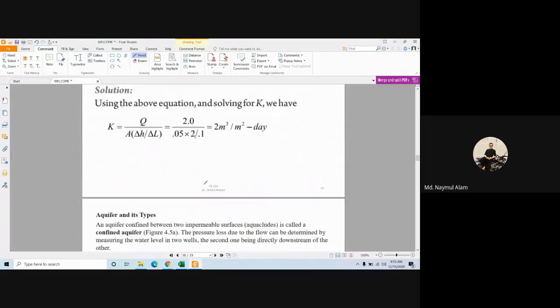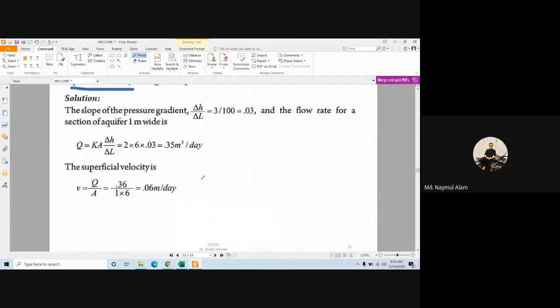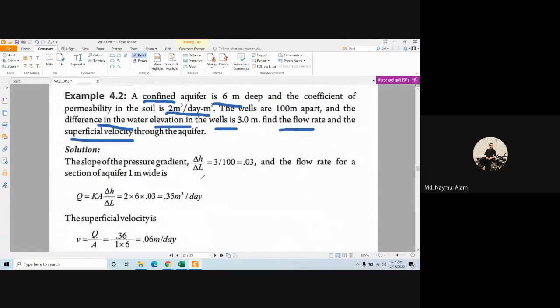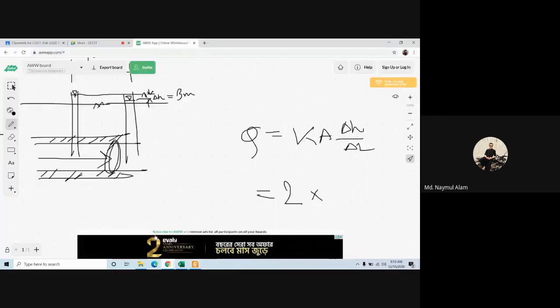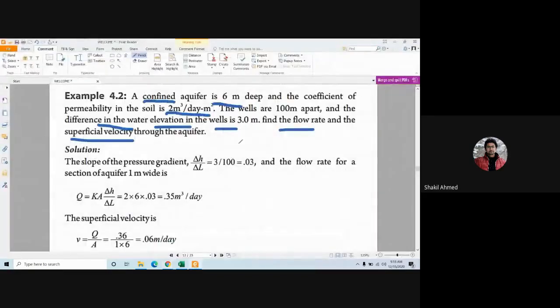Now the thing is, here this is ground soil, right? So we know the depth. What is the depth, guys? The depth is 3 meter. Am I right? No, 6 meter. The depth is 6 meter.